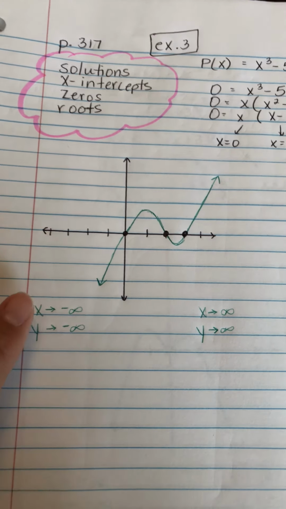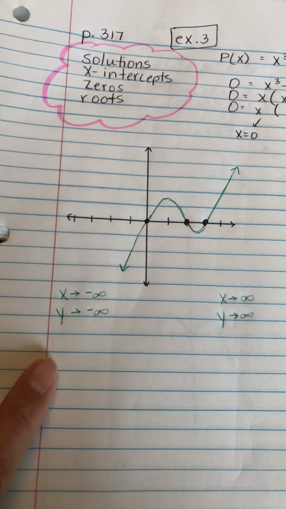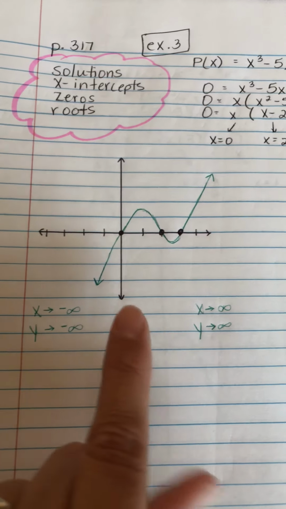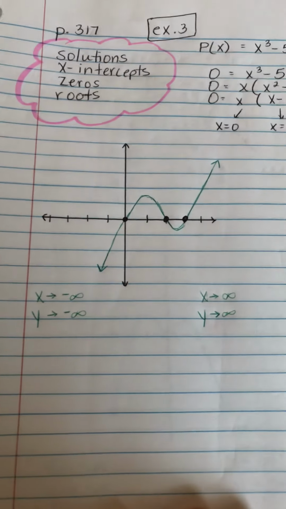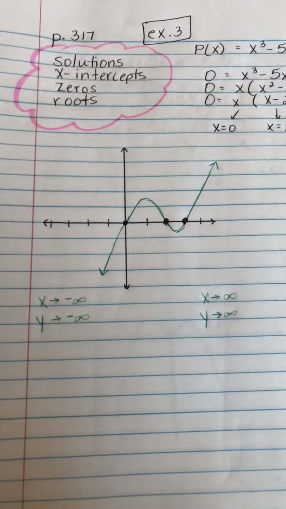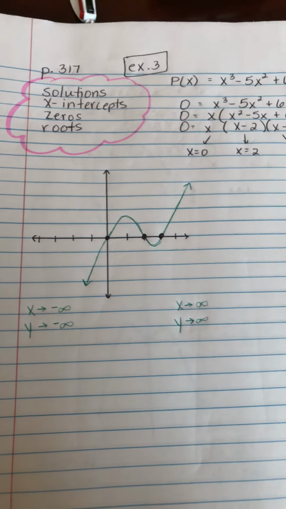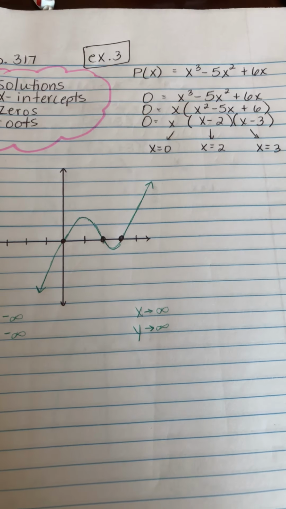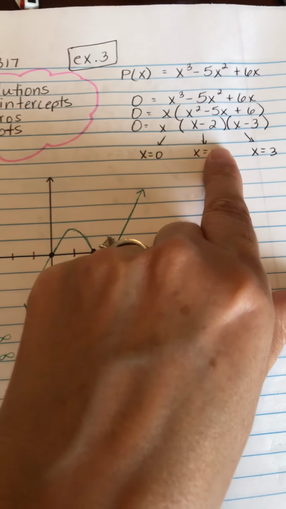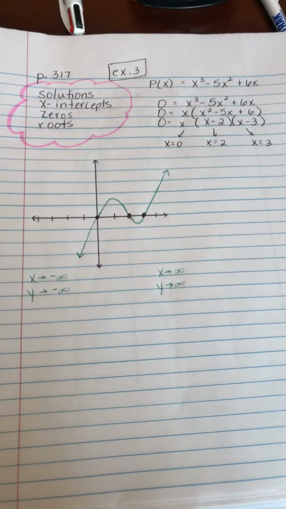As x moves to the left toward negative infinity, the y's are going down. As x moves to the right toward infinity, the y's are going up. So that's how your end behavior should look. So on your homework tonight, some of the problems are already in factored form for you. Some of them you may have to factor first.